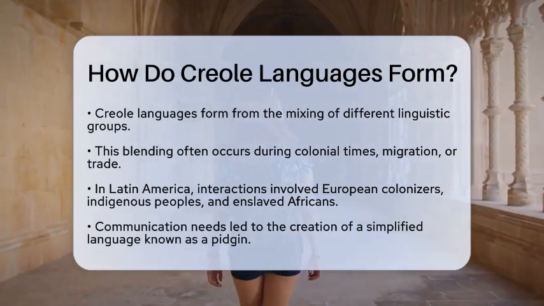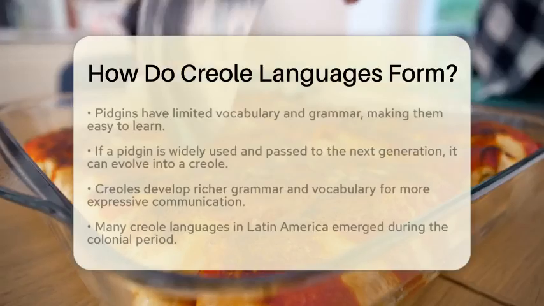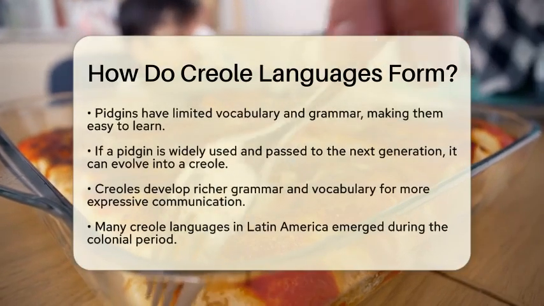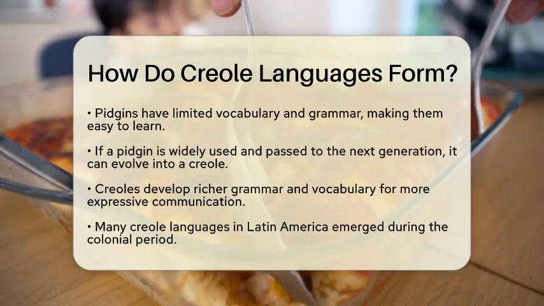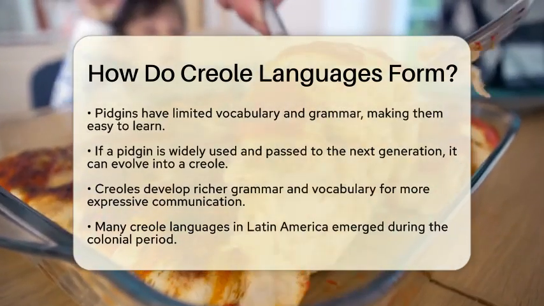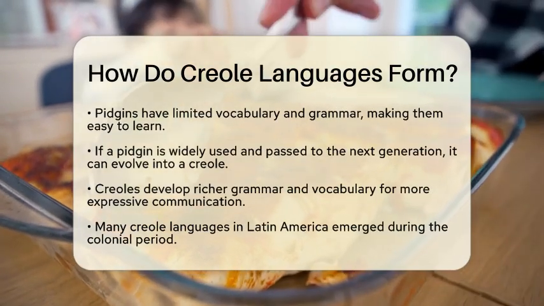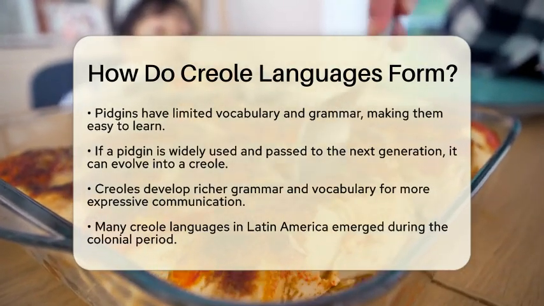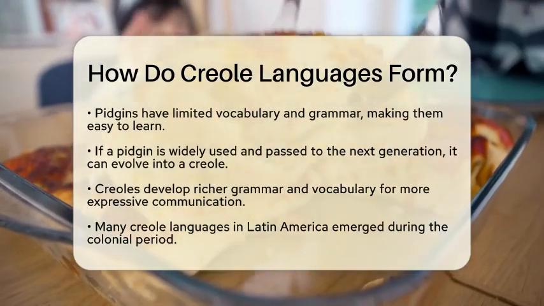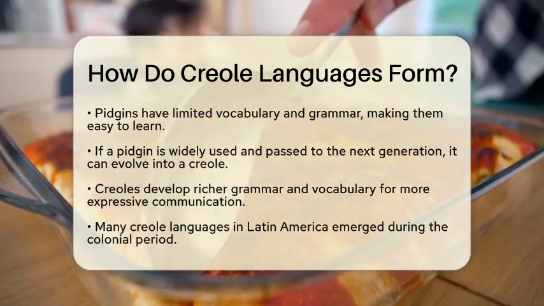Initially, a simplified form of language called a pidgin develops. Pidgins are basic languages that have limited vocabulary and grammar. They serve as a bridge for communication between people who do not share a common language. Pidgins are easy to learn because they focus on essential words and phrases.